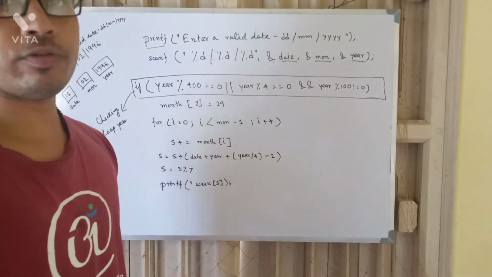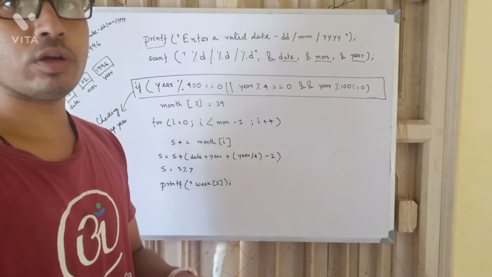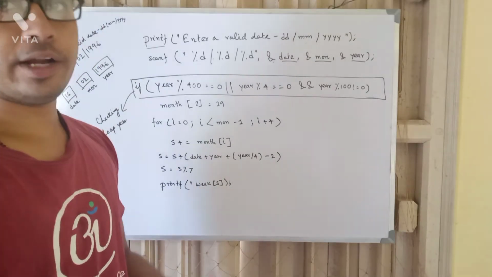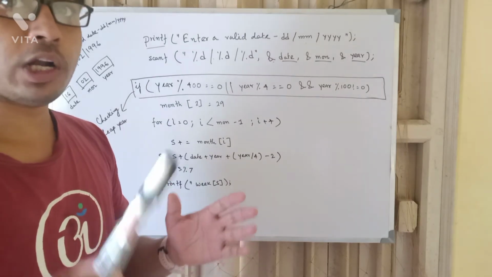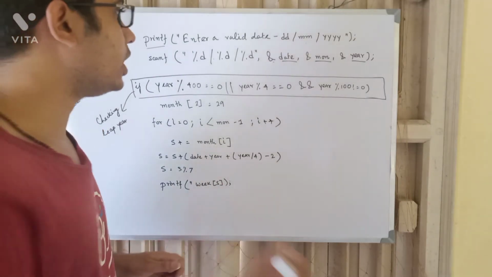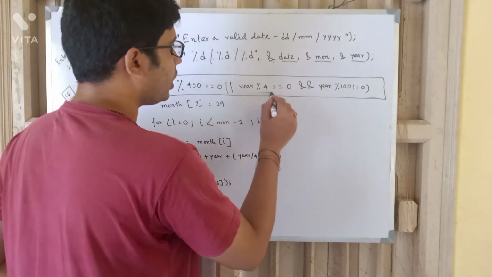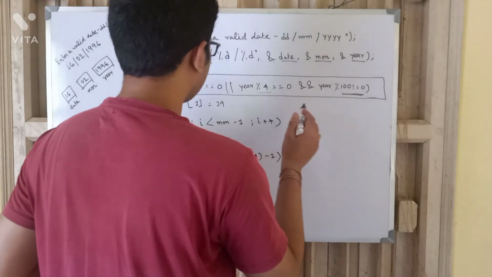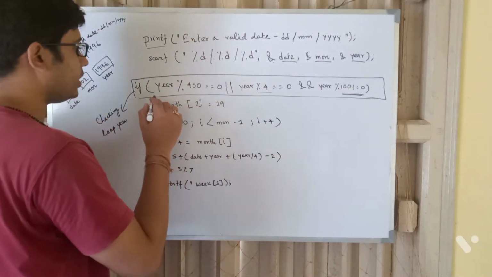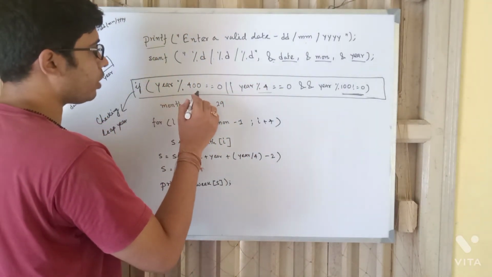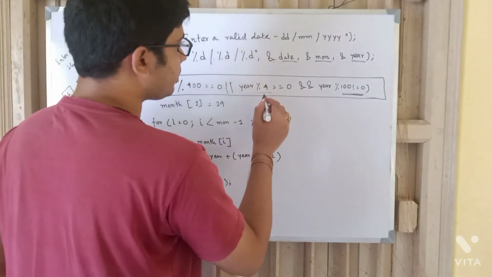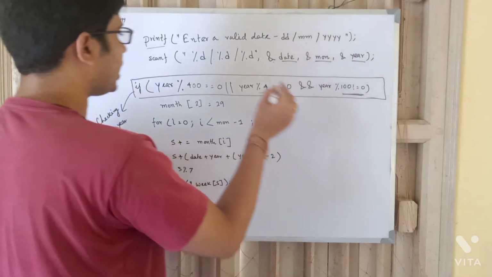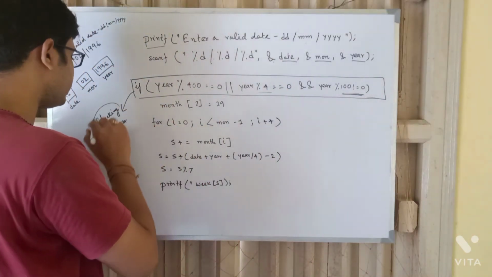We divide the year by 4 and check whether the remainder is 0, meaning it is divisible by 4, and also that it is not divisible by 100. So the condition written here is: divisible by 4 and not divisible by 100. The entire condition is: if year is divisible by 400 or year is divisible by 4 and year is not divisible by 100, this entire condition is checking for a leap year.